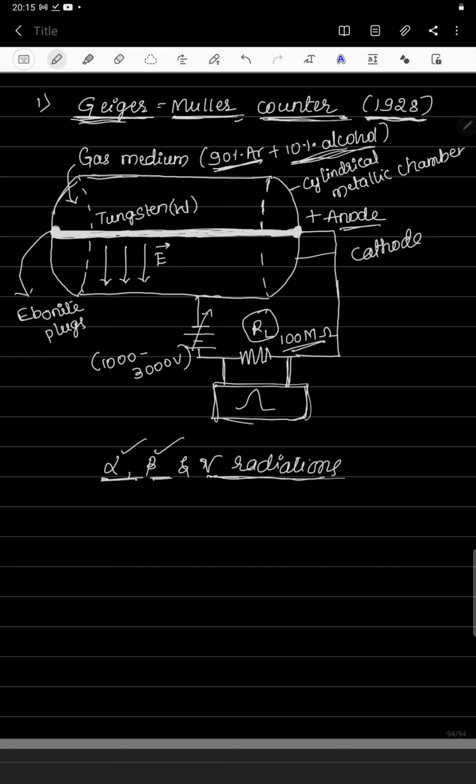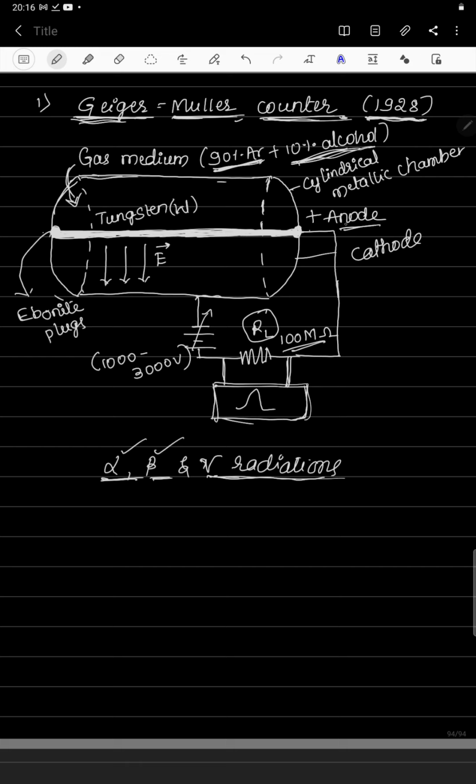So there will be a cylindrical metallic chamber filled with the gas medium, and that gas consists of 90% argon, which is an inert gas, and 10% alcohol. And at the center, there will be a tungsten wire wound. At both sides ebonite plugs will be there, and in between, the tungsten wire.